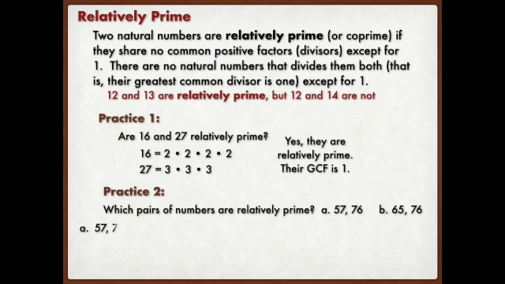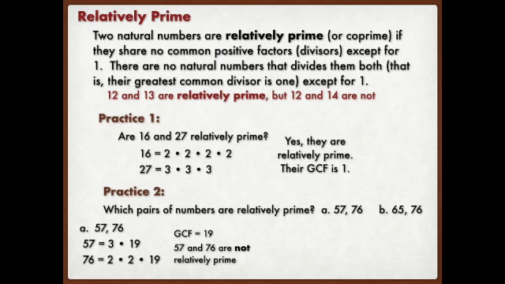Let's try number 2. Let's look at letter A, 57 and 76. When I do the prime factorization, we have 3 and 19, and 2, 2, and 19. Are they relatively prime? No. Why? Because they both have 19 as a divisor.